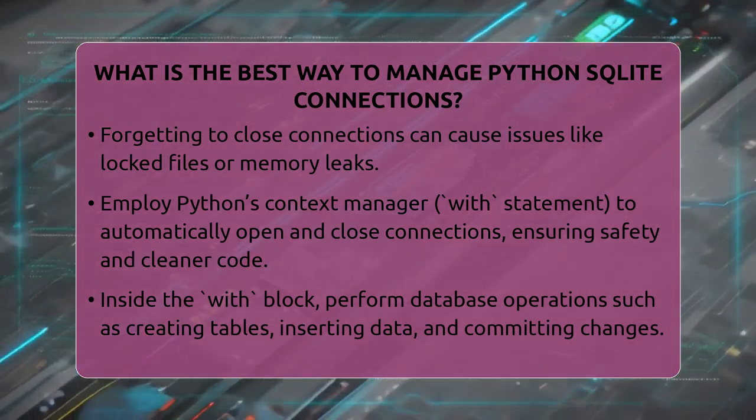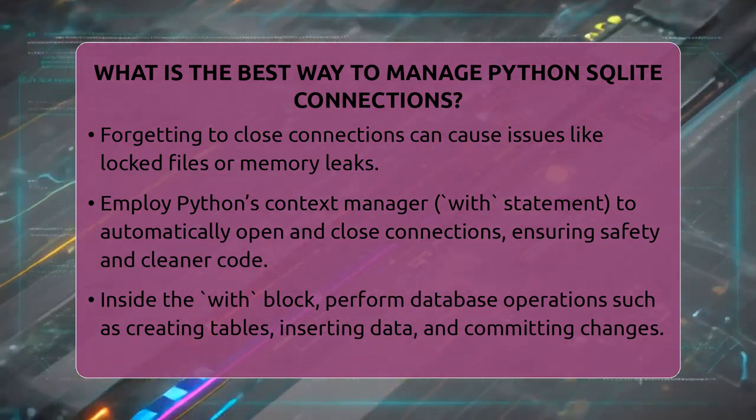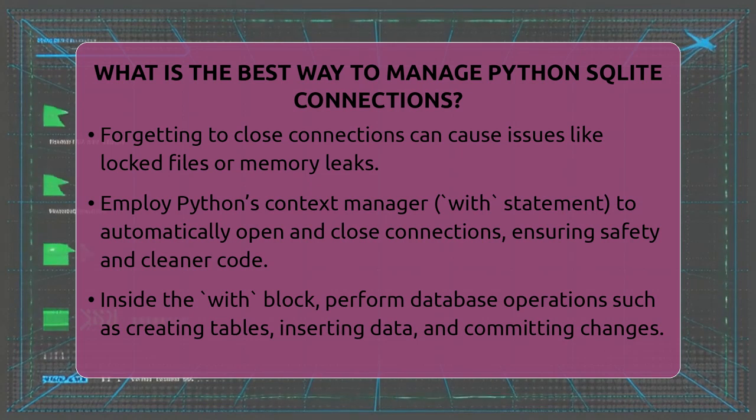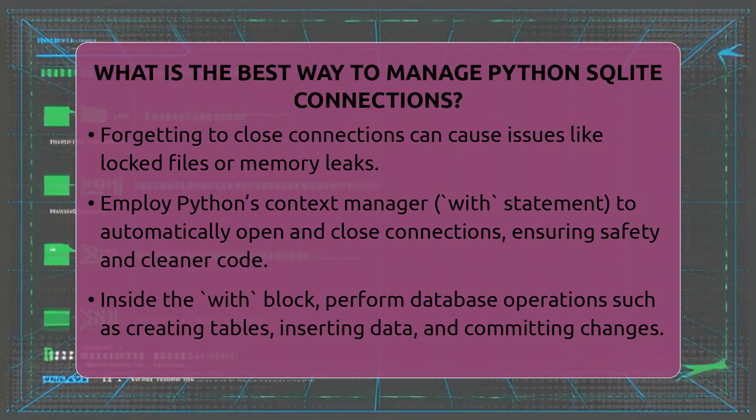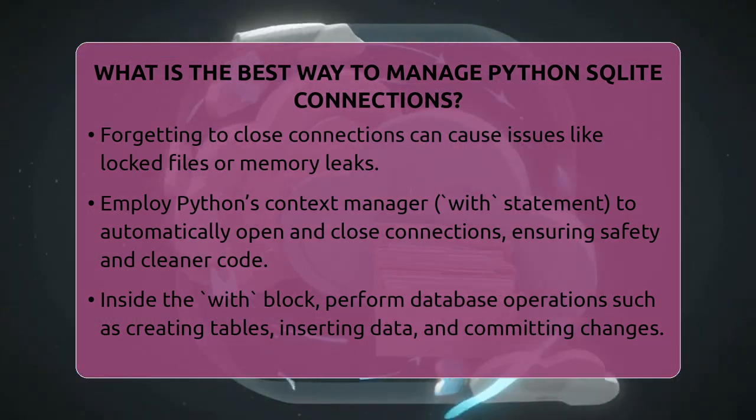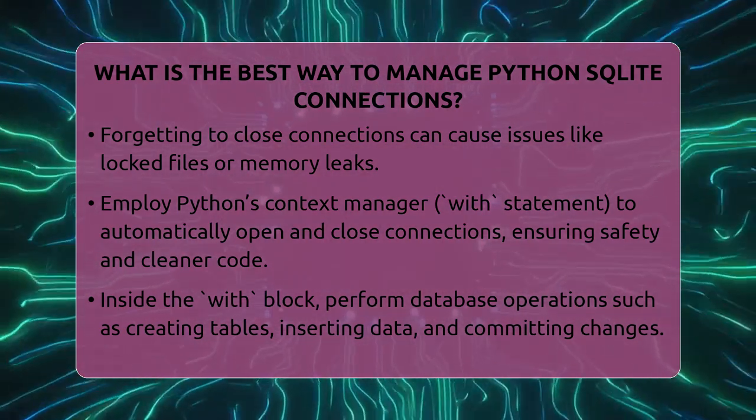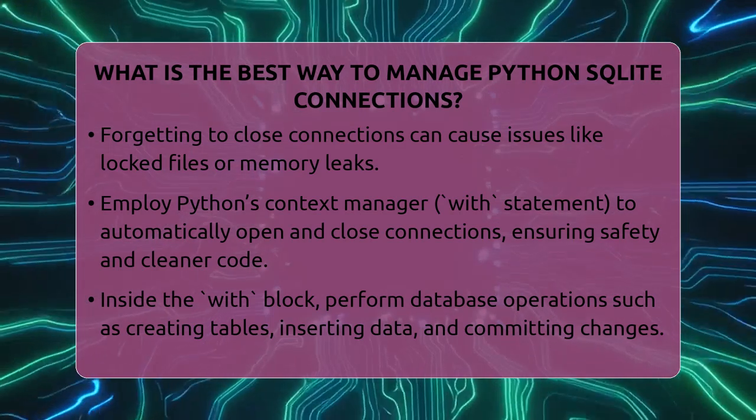Handling transactions is also important. By default, SQLite saves changes only when you call commit. If something goes wrong, you can call rollback to undo changes. Using the with statement helps here too. If an exception occurs inside the block, Python rolls back automatically, keeping your data safe.